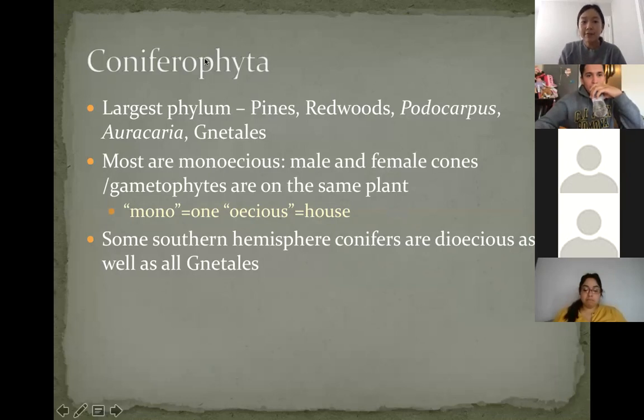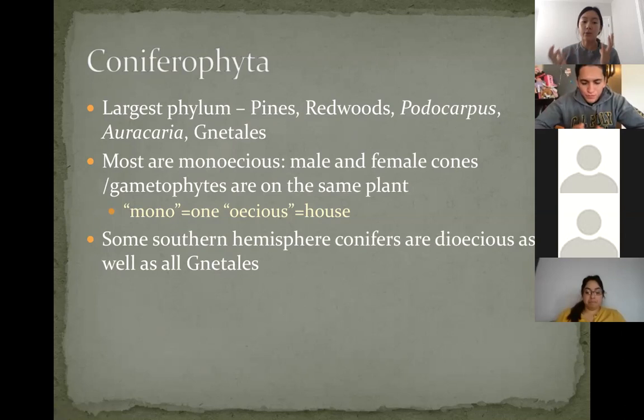So within the Coniferophyta, unlike cycads and ginkgos, these guys are monoecious, meaning that they have their male and female cones or their male and female gametophytes on the same plant. They're all housed on one plant. However, some southern hemisphere conifers, such as Araucaria and the Gnetales, actually, those are all going to be dioecious. So those are going to have a separate female plant and a separate male plant. But at least the conifers that you guys are exposed to here in California that are native to California are going to be monoecious.